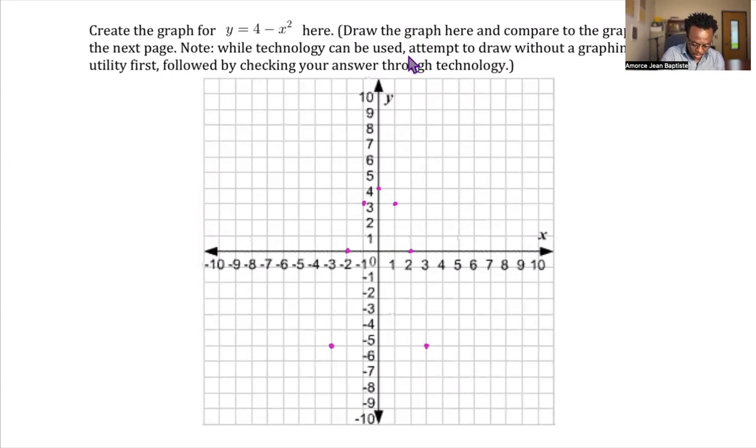So we see how the graph looks, and we can just connect the dots and then sketch that; it goes all the way to infinity. And this one here, it's a parabola, so it goes down.